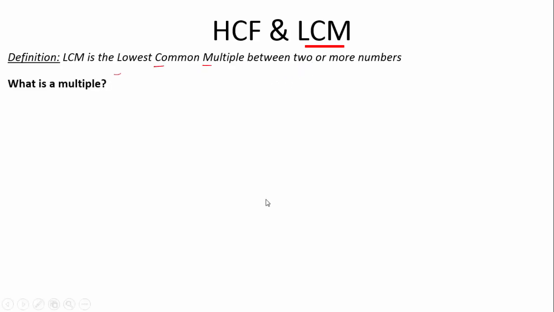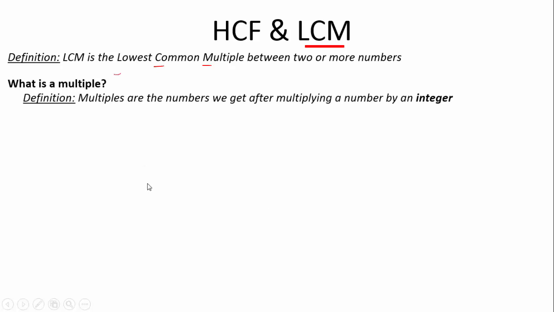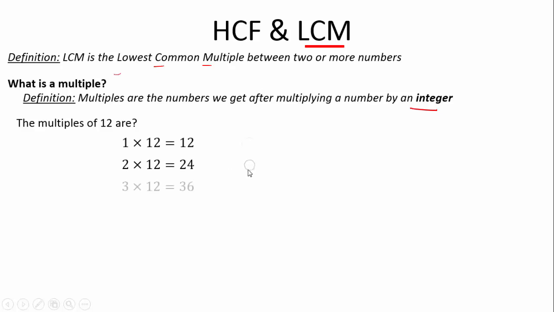So let's start off. What is a multiple? A multiple is a number we get after multiplying a number by an integer. If you're battling with multiples, make sure you watch the multiples video. Otherwise, just remember this definition. So if I asked you, what are the multiples of 12? 1 times 12, 2 times 12, 3 times 12, 4 times 12, 5 times 12. These numbers, 12, 24, 36, 48, 60, are multiples of 12.